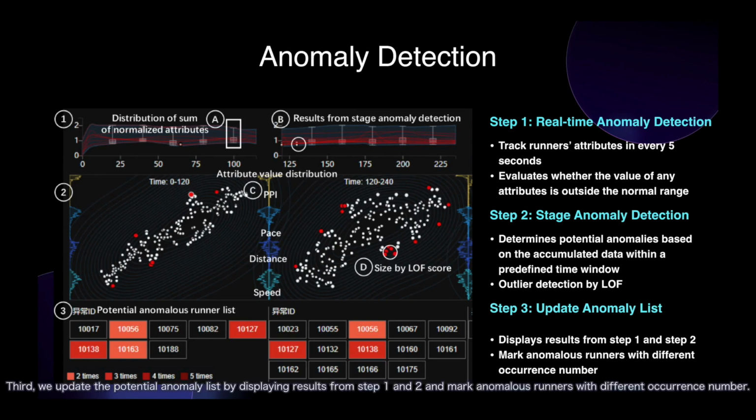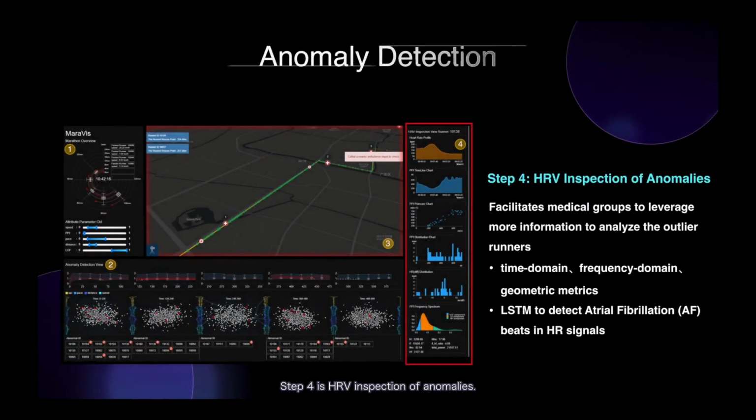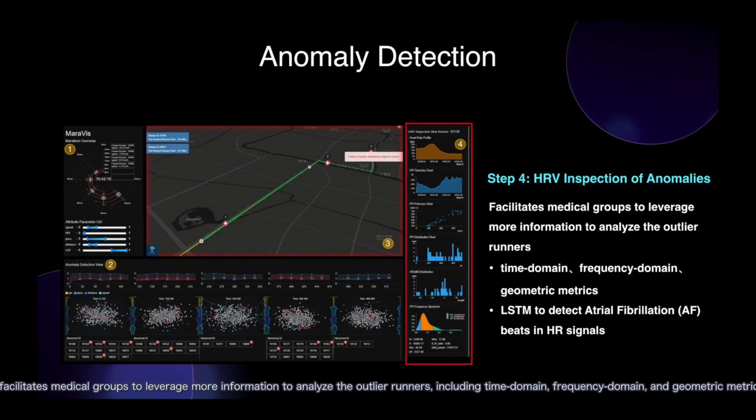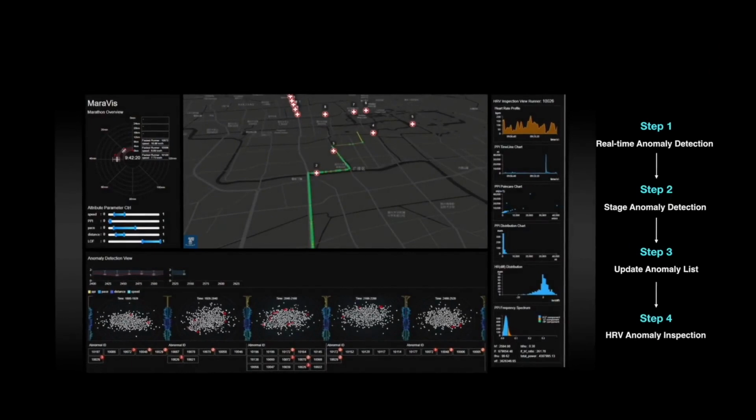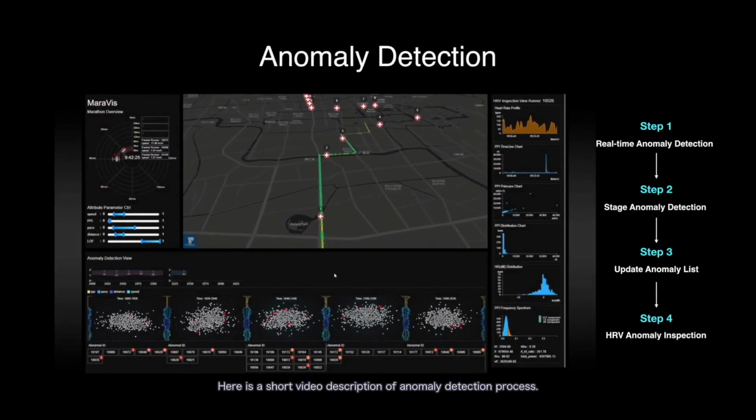Third, we update the potential anomaly list by displaying results from steps 1 and 2 and mark anomalous runners with different occurrence numbers. Step 4 is HRV inspection of anomalies. It facilitates medical groups to leverage more information to analyze the outlier runners, including time domain, frequency domain, and geometry metrics. Furthermore, we use an LSTM model to detect atrial fibrillation, AF, beats in the HR signal to confirm the real anomalous runners. Here is a short video description of the anomaly detection process.